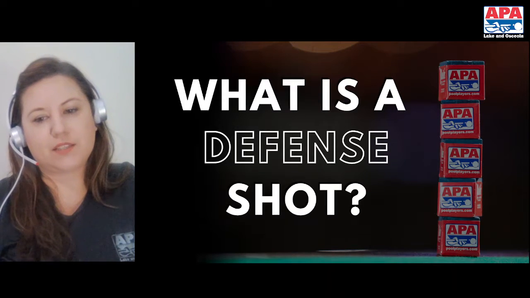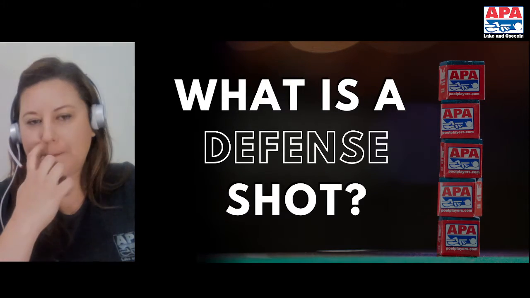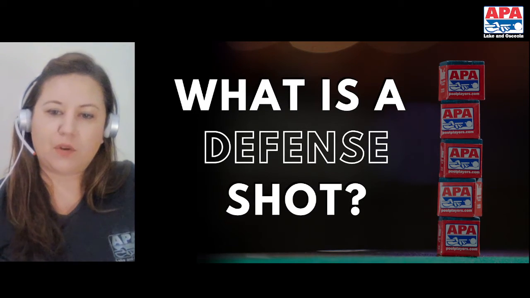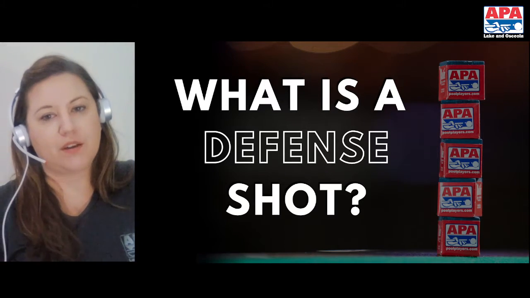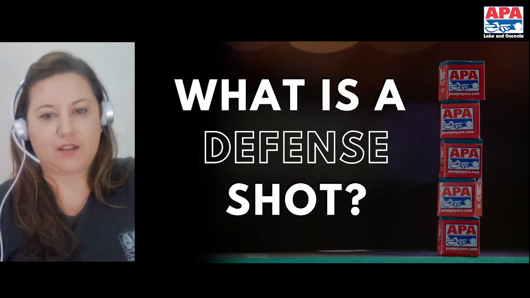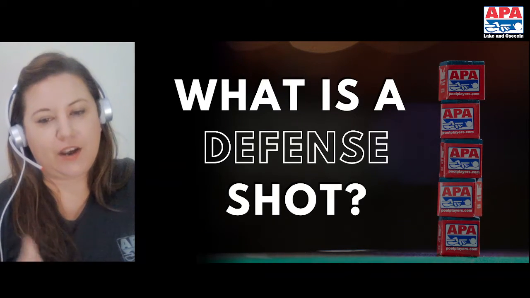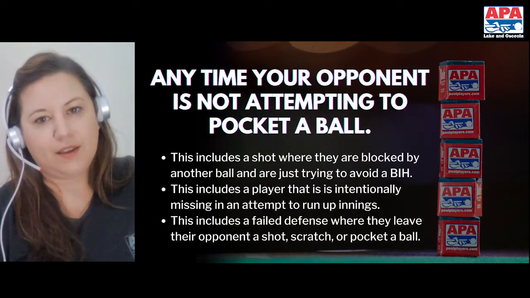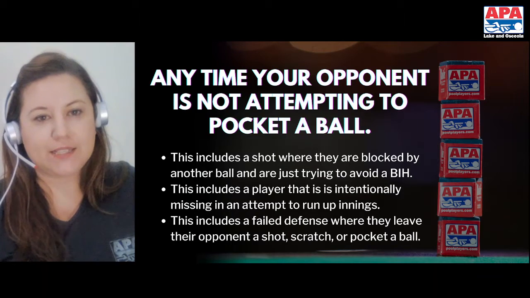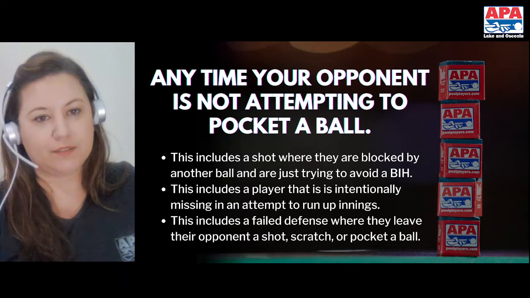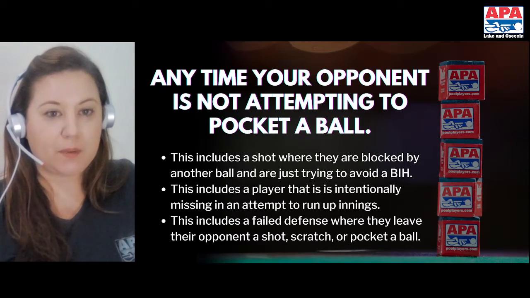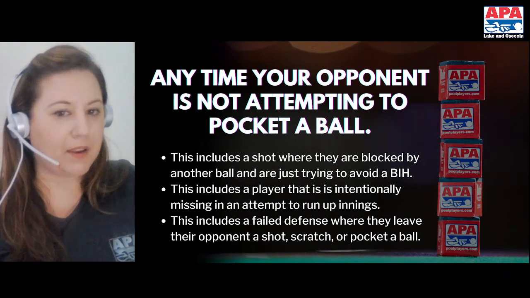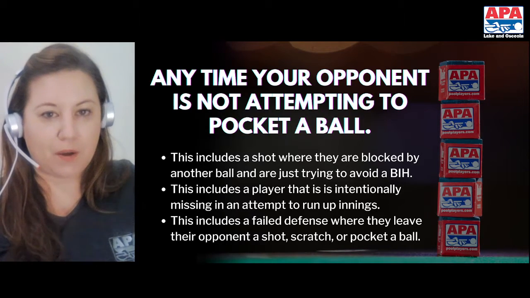So defensive shots and marking them on score sheets. It comes up a lot, what is a defense shot? There's a video by Terry Bell where he goes over some visual examples of different types of defensive shots. But at the end of the day, understanding the reason behind the defensive shot is very important. Anytime your opponent is not attempting to pocket a ball and stay on the table, you should be marking a defense shot. So that's going to include a shot where they are blocked by another ball and they're just trying to avoid a ball in hand foul.